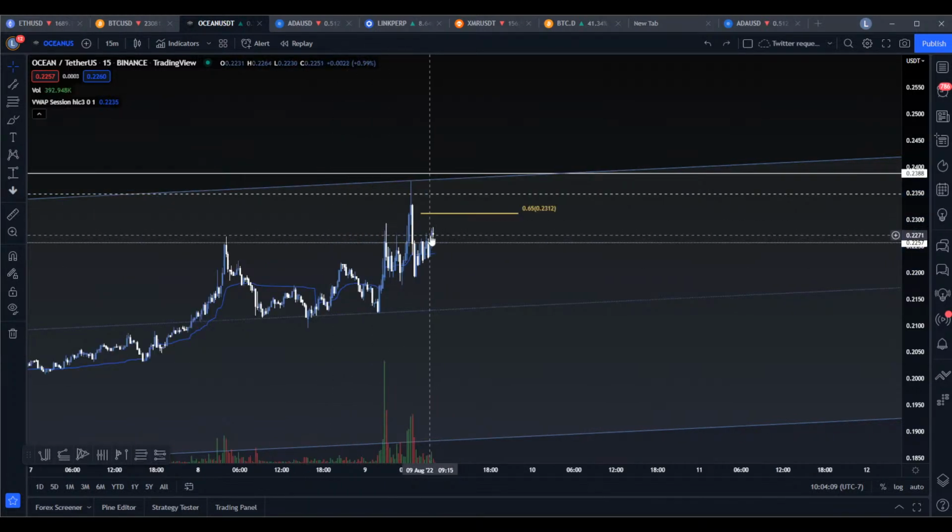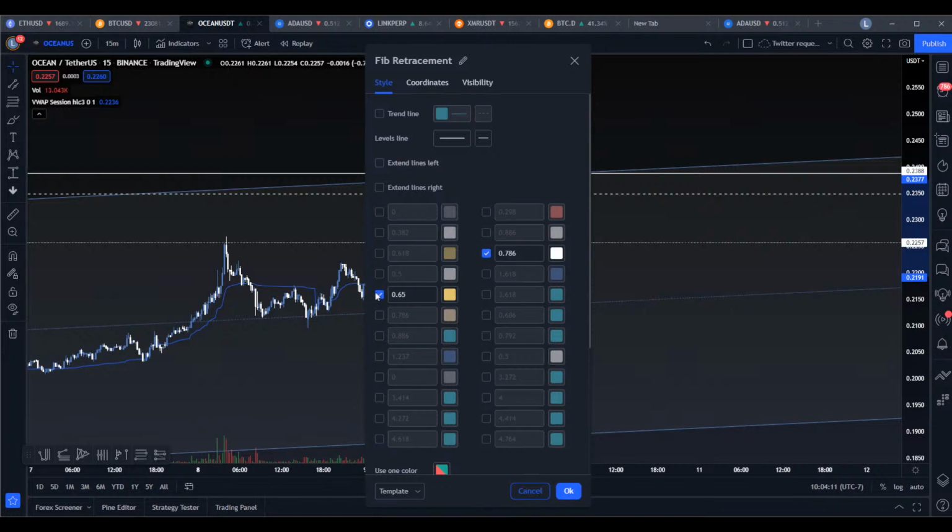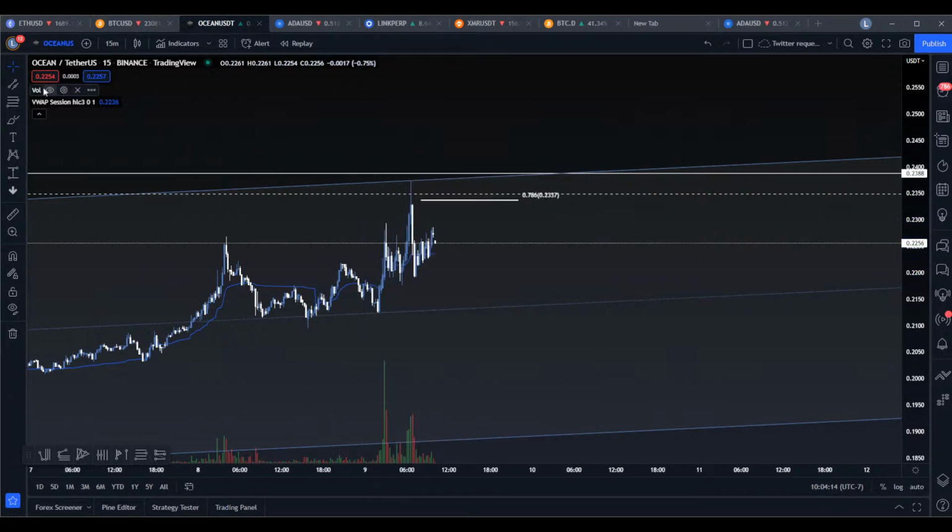Oops. I don't even know if I'm accidentally deleting these or if TradingView is.